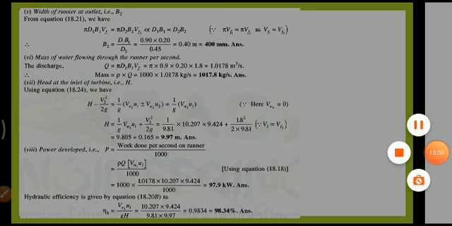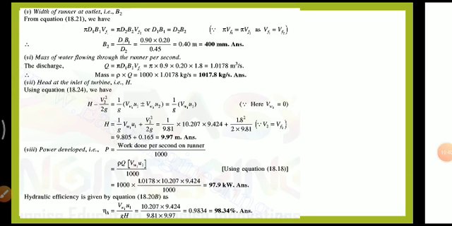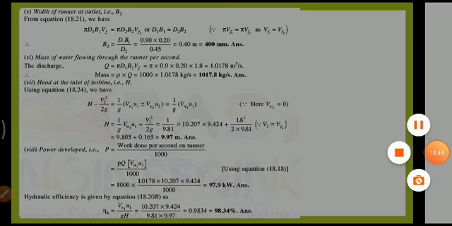Okay, you now have a brief idea of how to solve a reaction turbine problem. We will discuss one more problem in the coming classes.